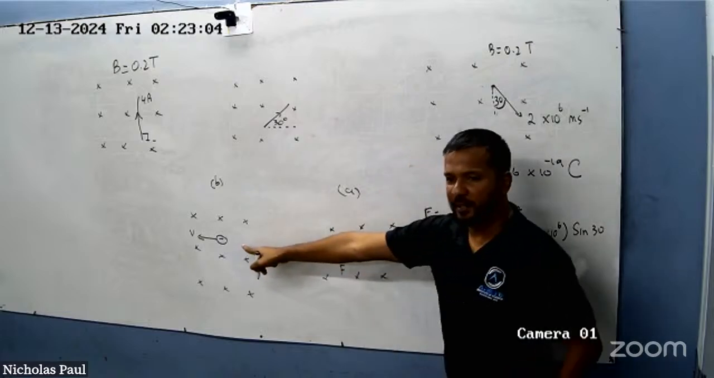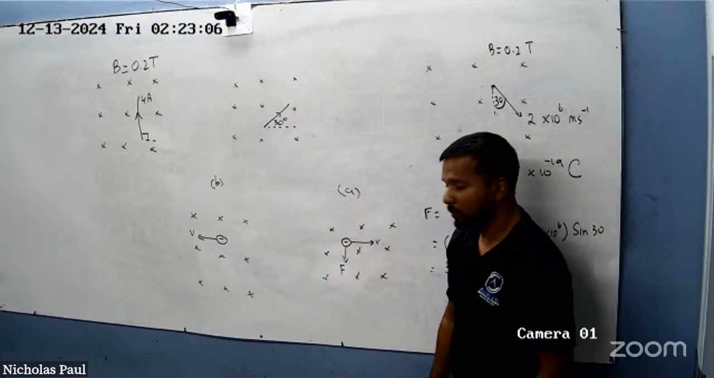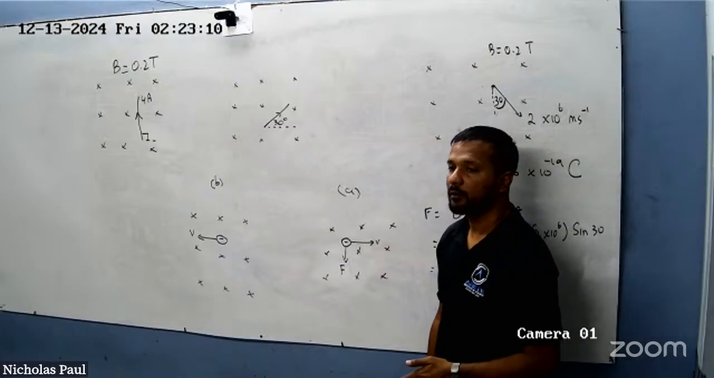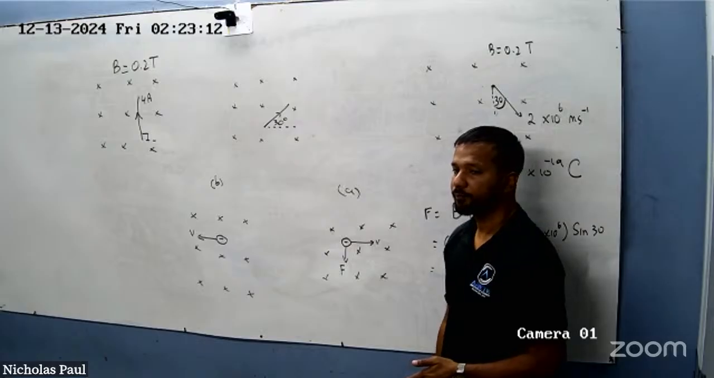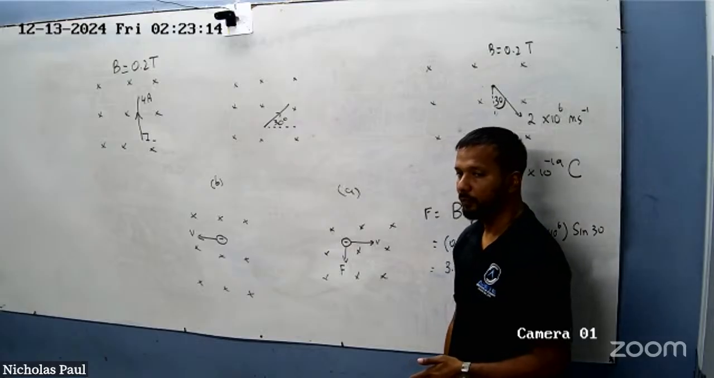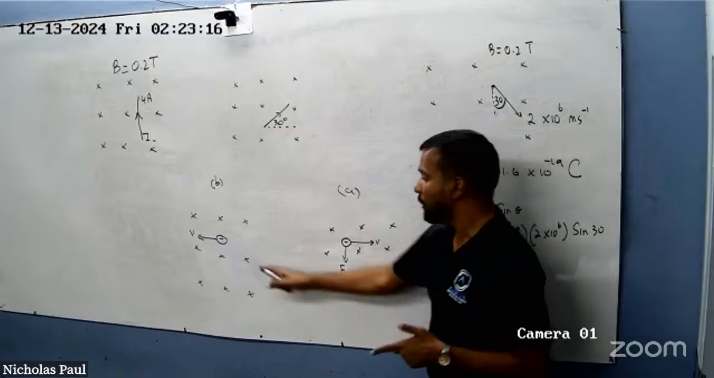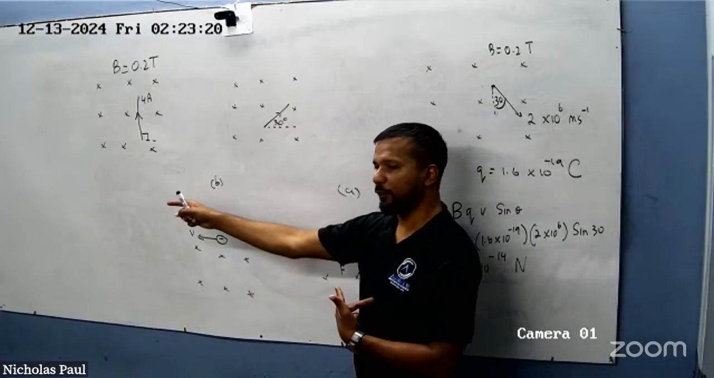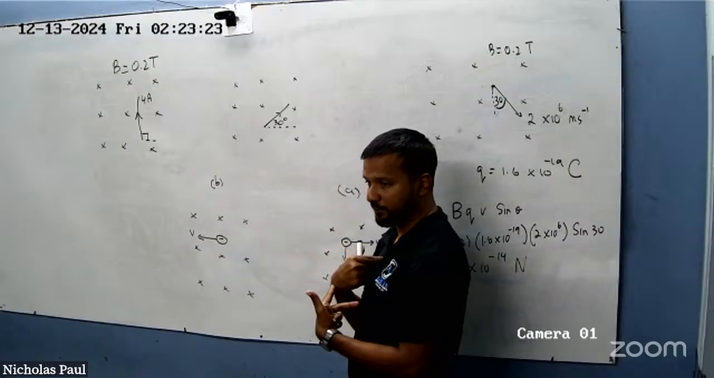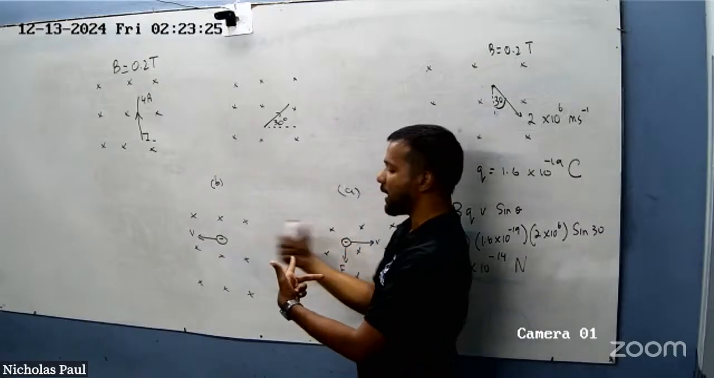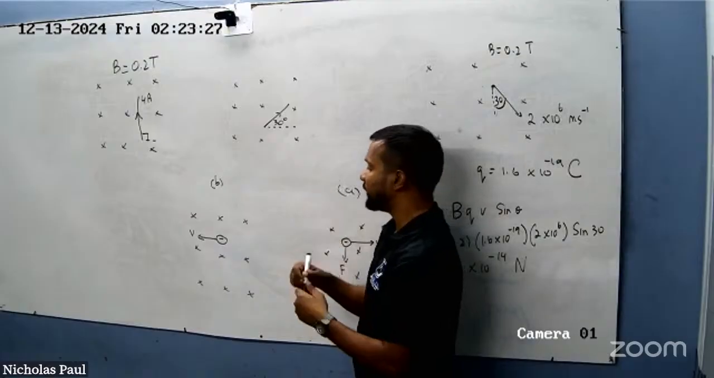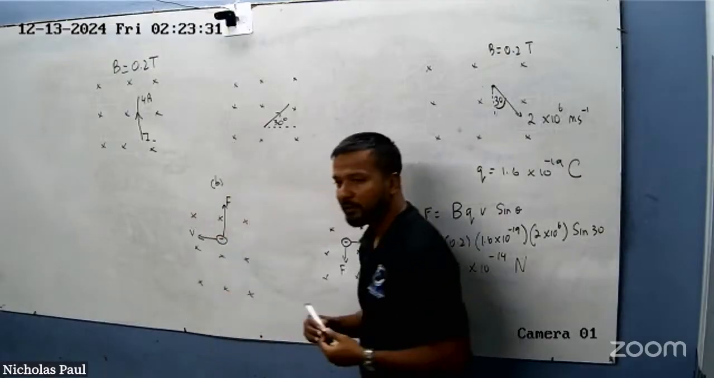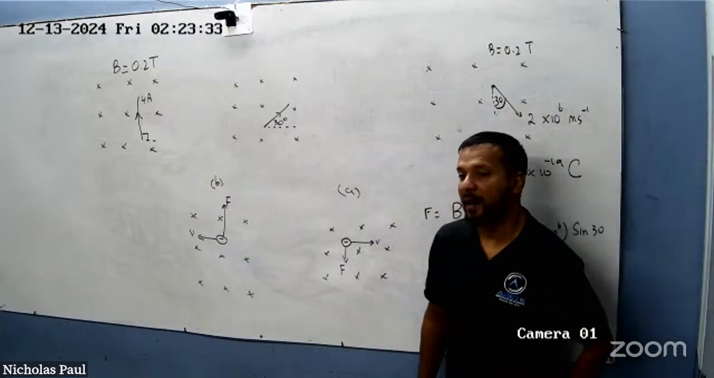Do the same thing here. What will happen here? How will it move? Magnetic field going in, the negative charge going that way, so the positive charge is going towards me. So current direction is towards me, and the force is upwards.